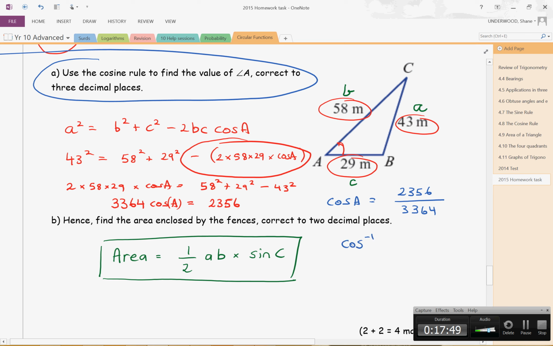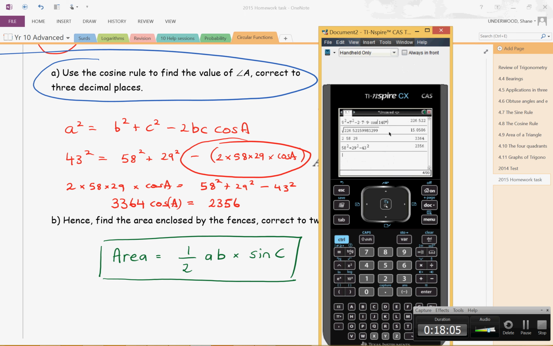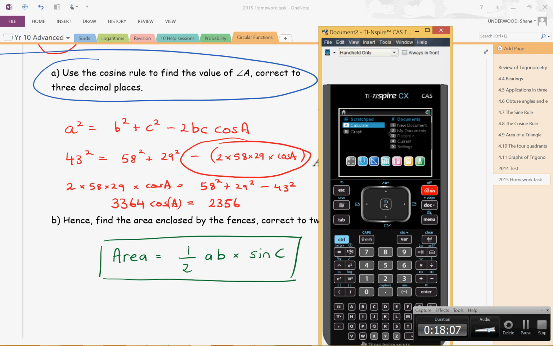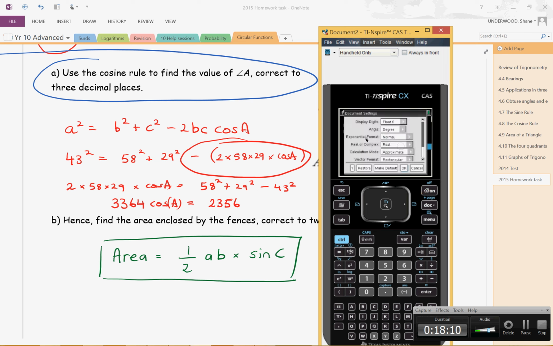You can use your scientific calculator, 2,356 over 3,364, and be careful, if your calculator's not in degree mode, if you have a CAS calculator, then it needs to be in degree mode. Now, for year 12 and year 11, you'll want your calculator in radians. We're in degree mode just for the time being, so that means we're going to get the answer we want. If you get some funny looking answer for an angle, like a decimal, like 0.04, it's probably fair to say that you don't have it in the right mode.